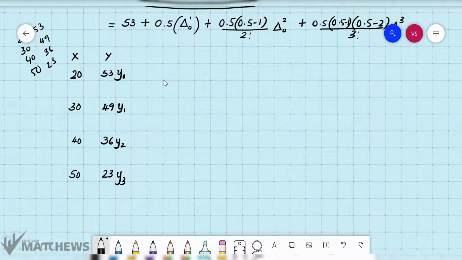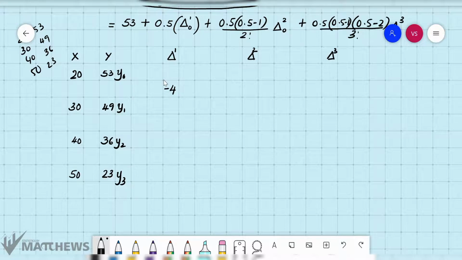I'll start with the first delta 1. Then I will write here delta 2. Then here delta 3. Three leading differences. Okay, the first one: y1 minus y0. This is 49 minus 53. The value is minus 4.